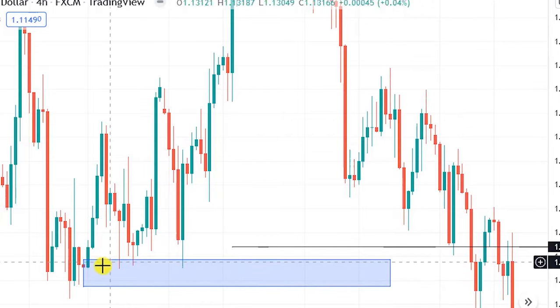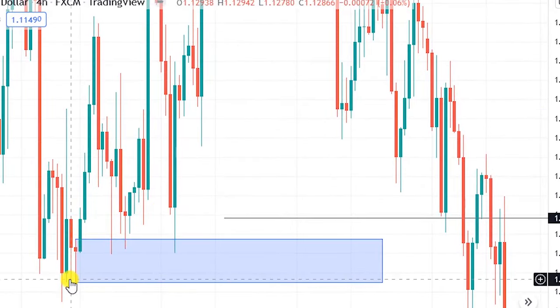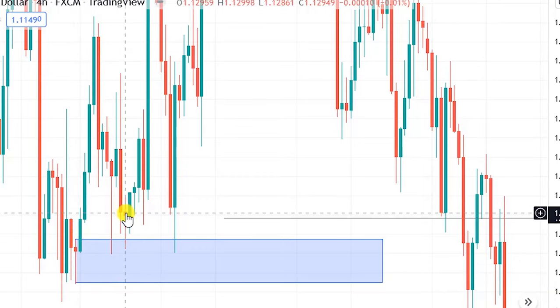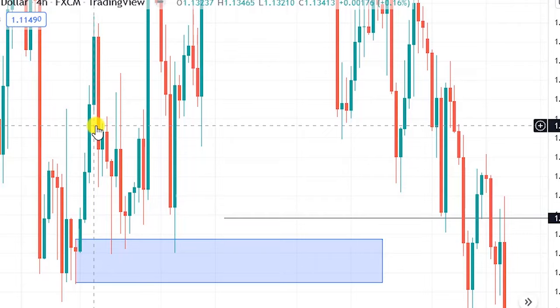So this last candle, let me zoom it clearly. Let me expand it rather. This last opposite candle for the move that broke structure is the order block. We say why? It's simple. Because the move that broke structure, we know it's from the institution, we know it's from the big players.